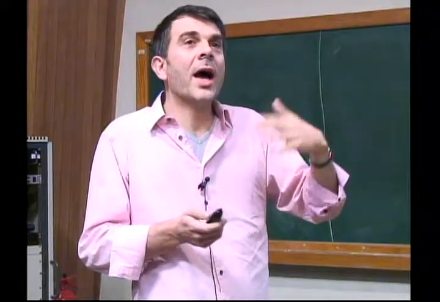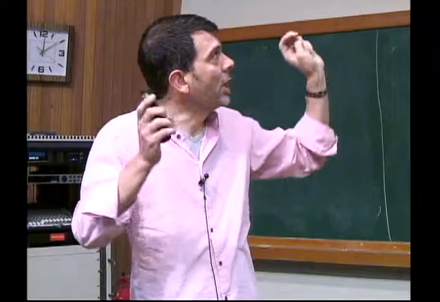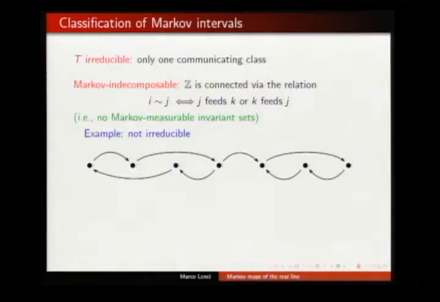And then if you only have one connected component for the graph that comes out of this relation, this is really not an equivalence relation, so I should have put quotation marks here, but anyway. So then you say that your map is Markov indecomposable. Let me give you an example.